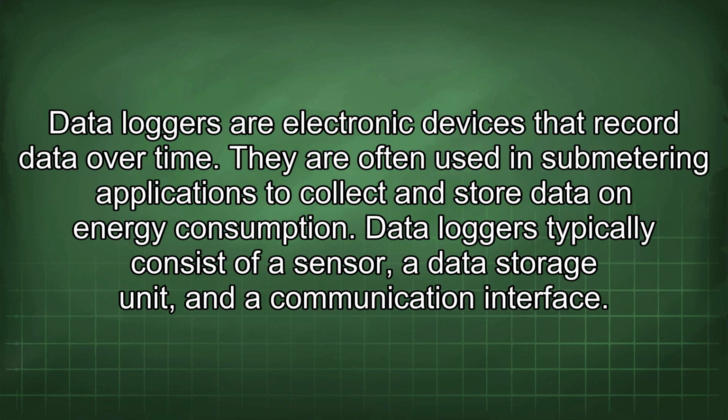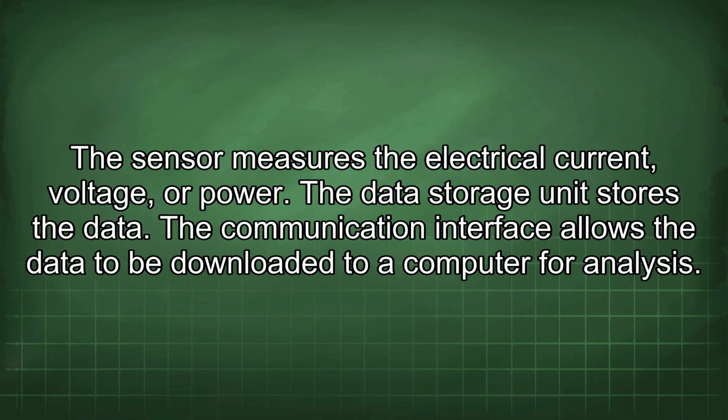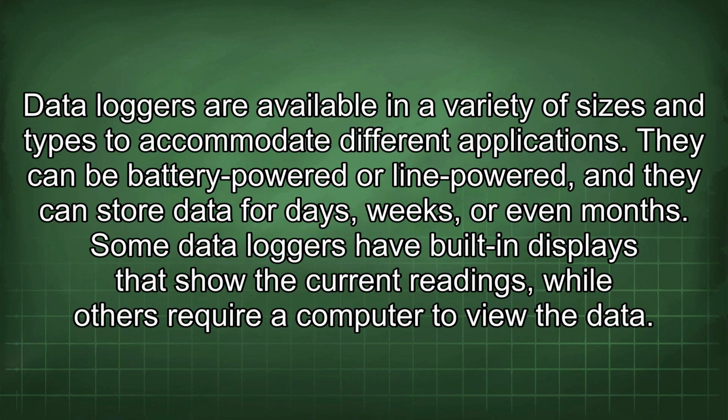Data loggers are electronic devices that record data over time. They are often used in submetering applications to collect and store data on energy consumption. Data loggers typically consist of a sensor, a data storage unit, and a communication interface. The sensor measures the electrical current, voltage, or power. The data storage unit stores the data. The communication interface allows the data to be downloaded to a computer for analysis. Data loggers are available in a variety of sizes and types to accommodate different applications.